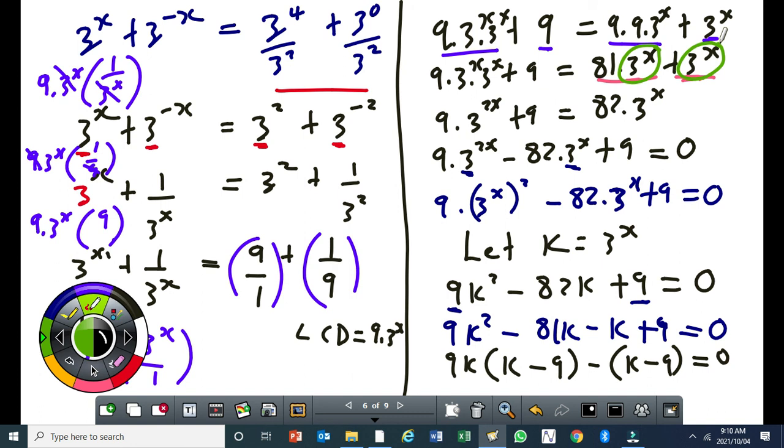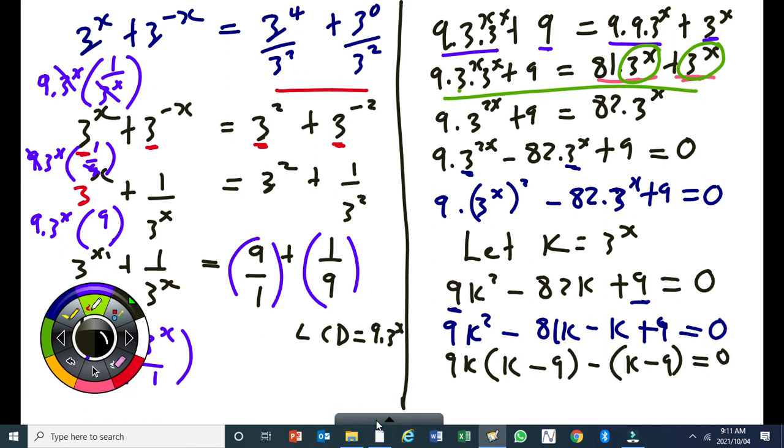So how come we didn't say let x equal k? I eventually decided to do it here, but we could do it from here. So that when there's 3 to the power of x, you put k, here you put k. k times k gives you what? k squared. Are you following that? So eventually, this will give us 9k minus 1 times k minus 9 equals 0.